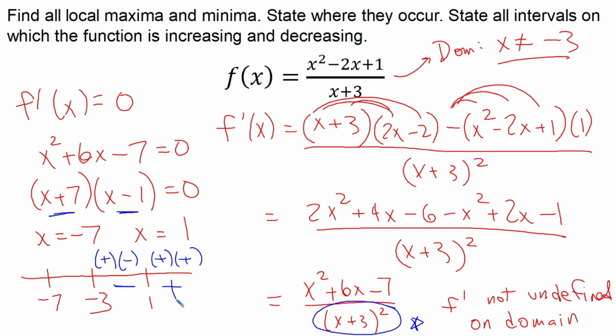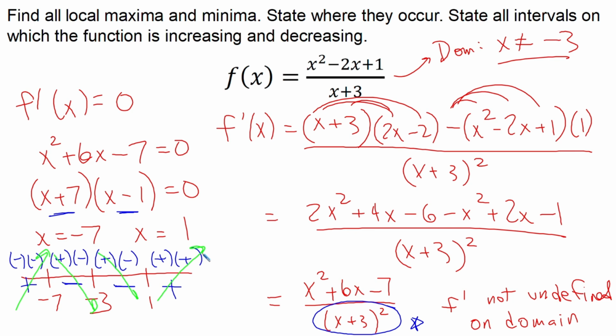And then if I pick something more than 1, like 1,000, I'm going to end up with two positives here, which makes a positive. If I pick something like negative 5, that's between negative 7 and negative 3, I get a positive and a negative, which is negative. And if I pick something less than negative 7, like negative 1,000,000, I end up with two negatives, which makes a positive, which tells me that my function goes from increasing to decreasing, continuing to decrease, to increasing. And so now we just need to find the values of my function at negative 7 and at 1, and those should be my local max and local min values, right? A local max at negative 7 and a local min at 1.